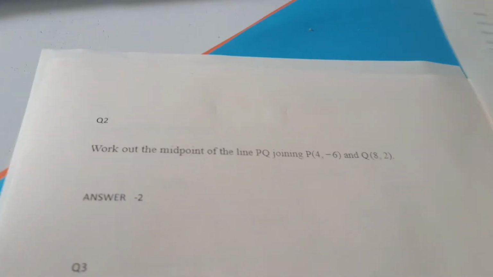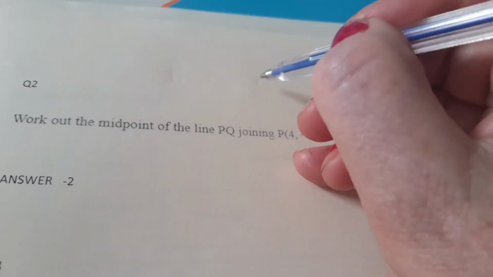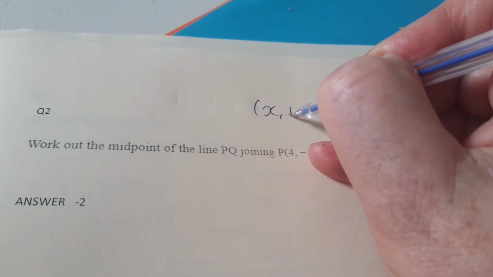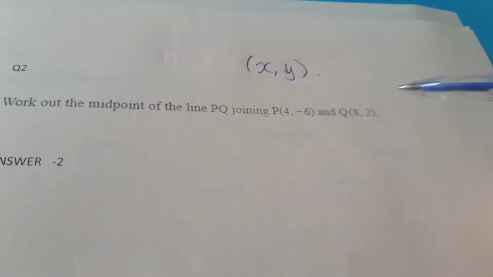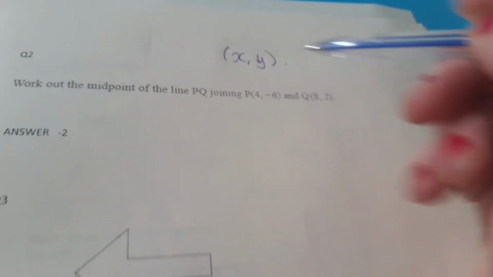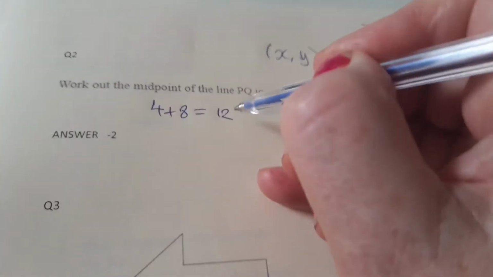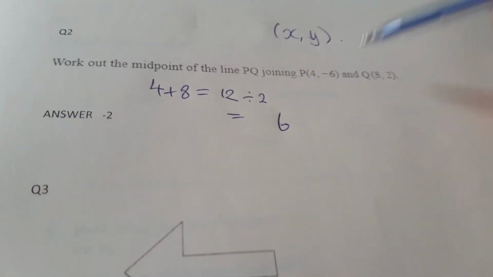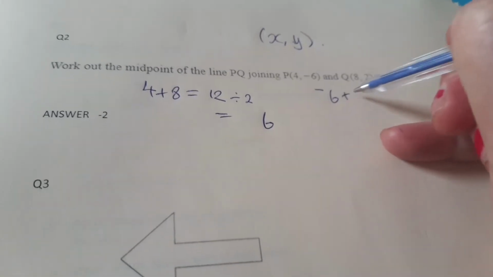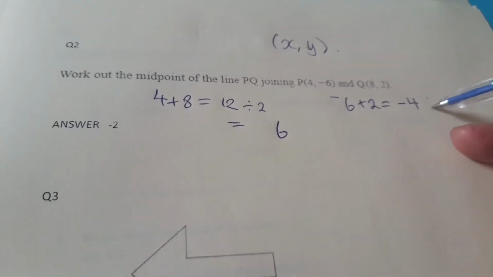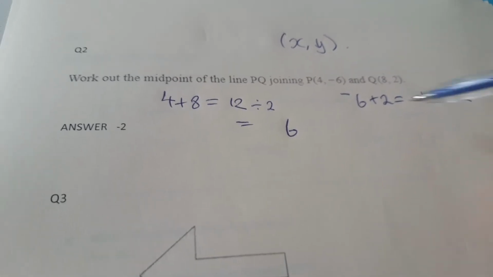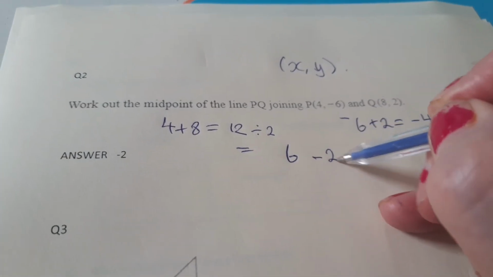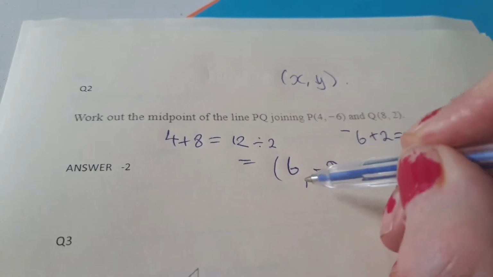Okay, question 2, the midpoint. Remember your coordinates go x, then y. You add the 2 x numbers, which are 4 and 8. So 4 and 8 is 12. Divide that by 2 because you want the midpoint. It's 6. Take the 2 y numbers, which is minus 6 and 2, which is minus 4. Divide by 2, and that gives you minus 2. So the midpoint is 6, minus 2.